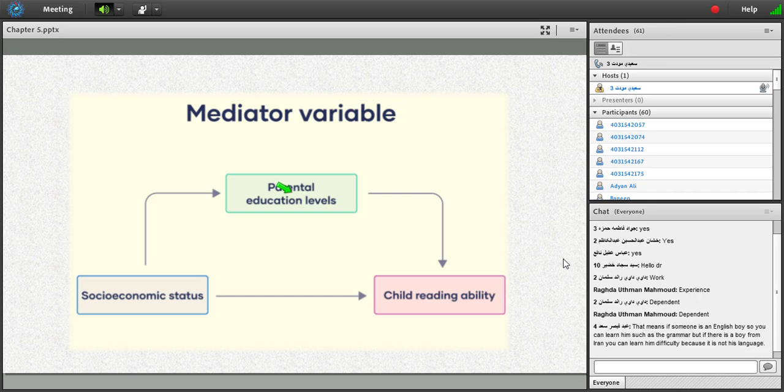So if someone is English, you can teach him the grammar, but if there is a boy from Iran, yeah, exactly. The background may influence, exactly.